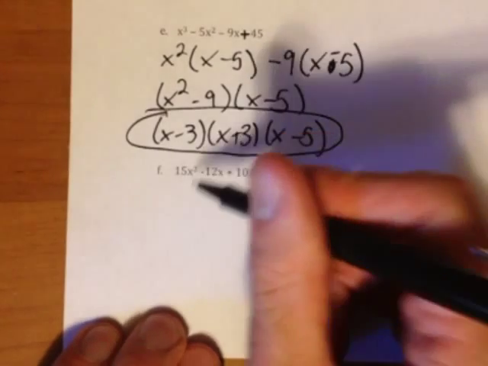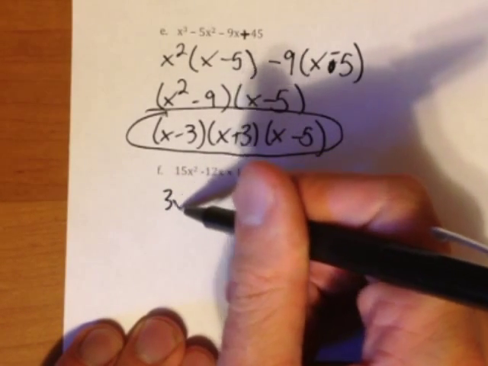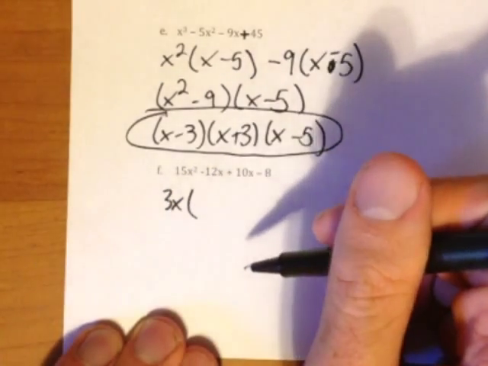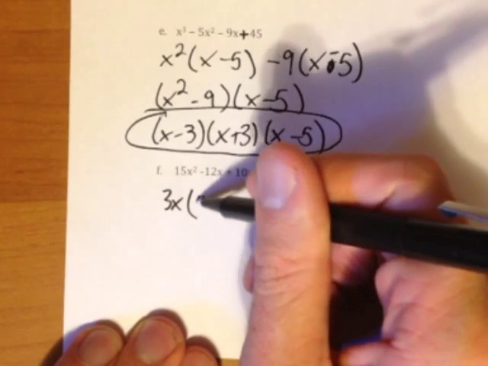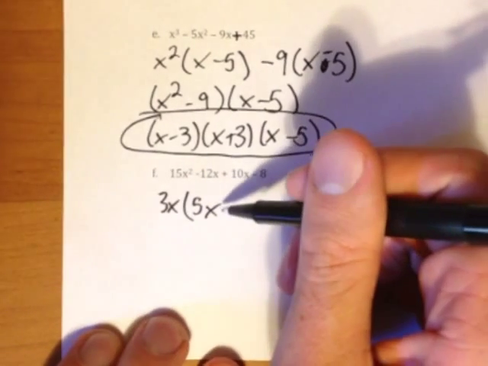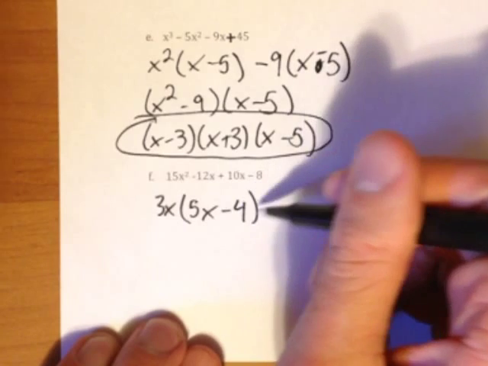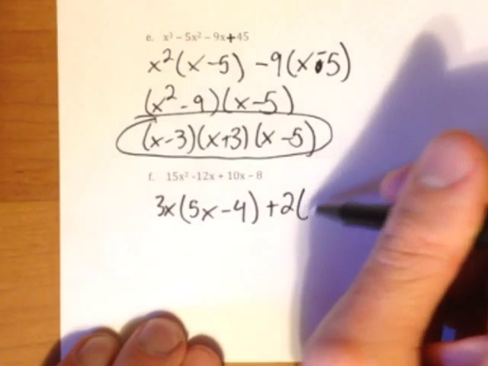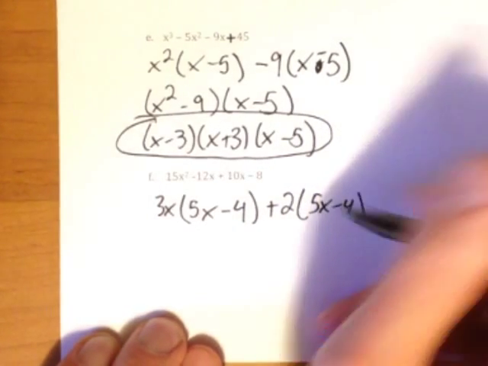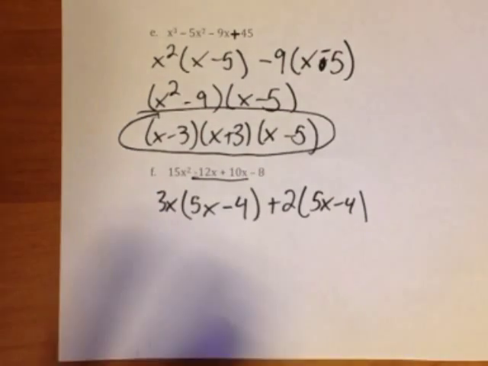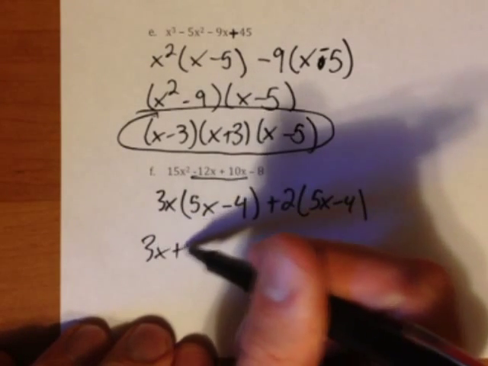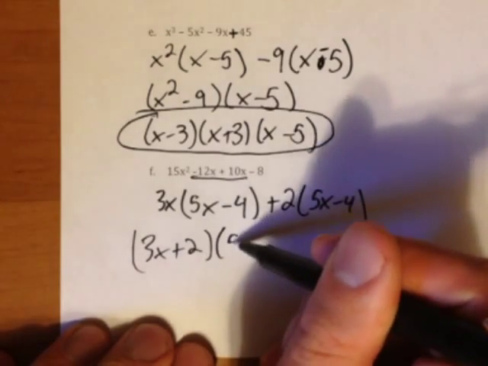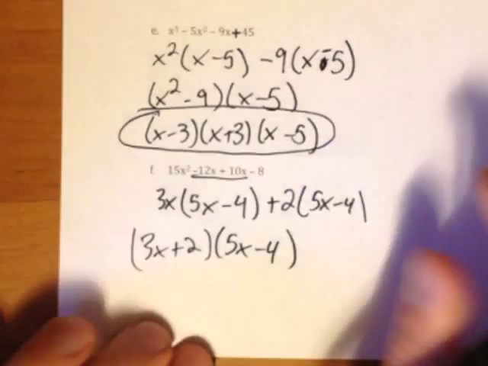Last one, GCF of 3x in the first two, and I'm left with 5x minus 4. Take out a 2. I'm left with 5x minus 4. See, we could have combined those like terms, but it would have just become a splitting the middle term type of problem, in which case we would have gotten to right here anyway. We get 3x plus 2 times 5x minus 4. Neither of those things can be factored.